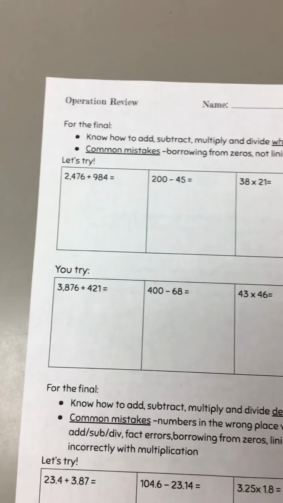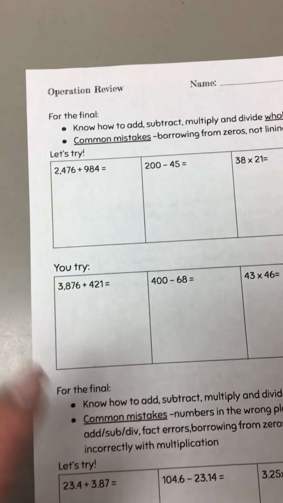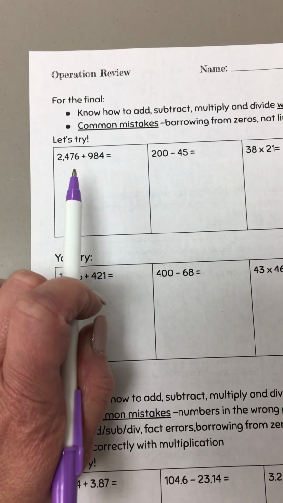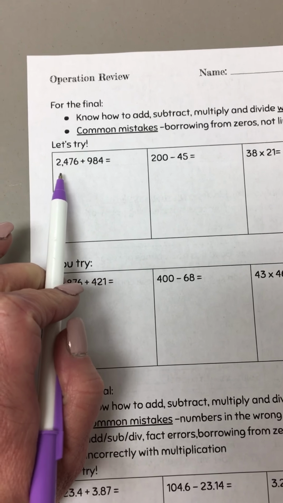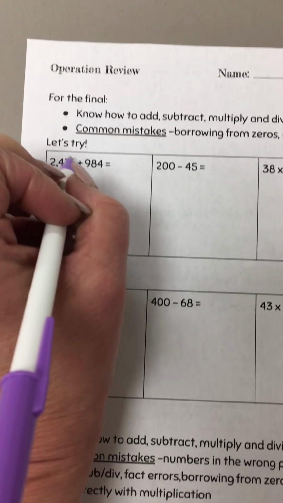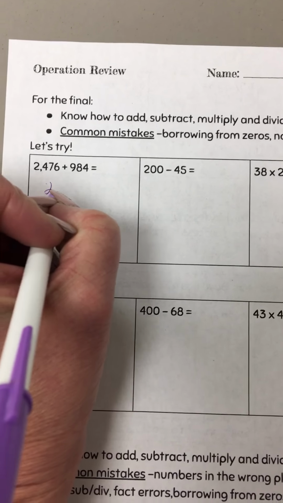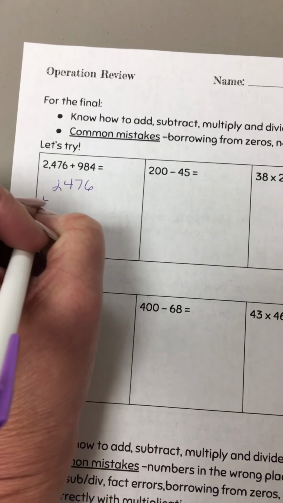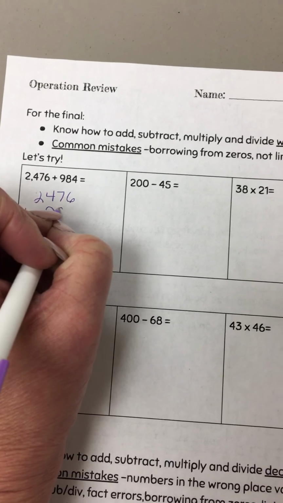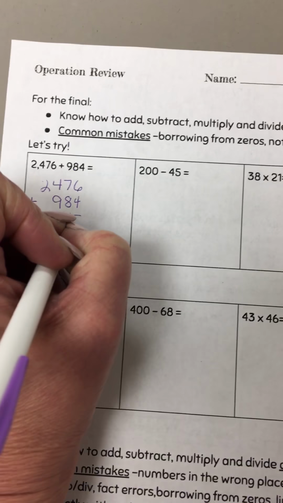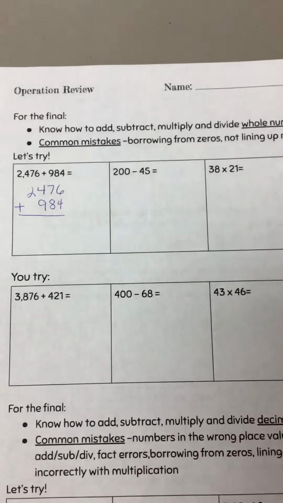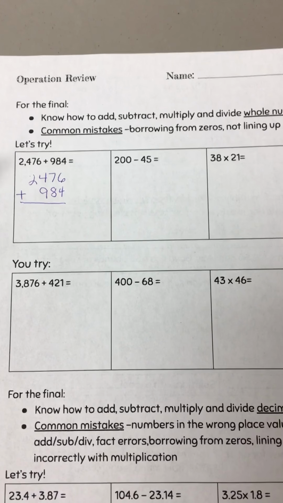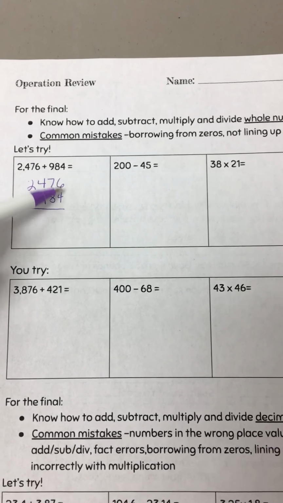So as a rule, always remember when we're writing vertically or horizontally, we want to write it vertical first and make sure that we're lining up our place values. So I'm going to go ahead and rewrite this as 2,476 plus 984, and notice how my numbers are under their value. So the 4 is in the ones place, the 8 is in the tens, and the 9 is in the hundreds. Okay? I'm going to go ahead and add.